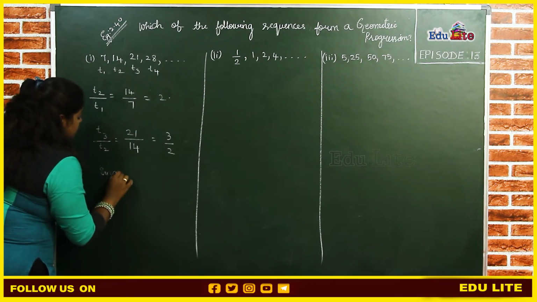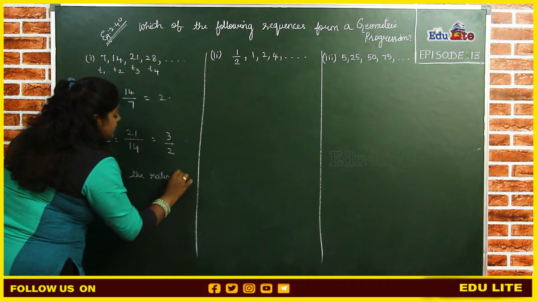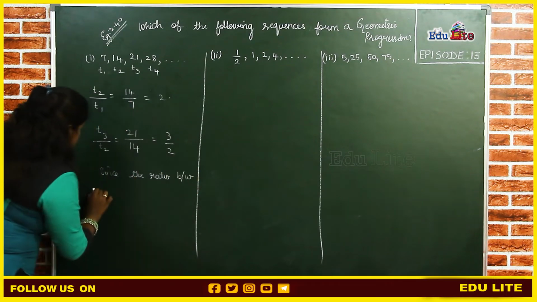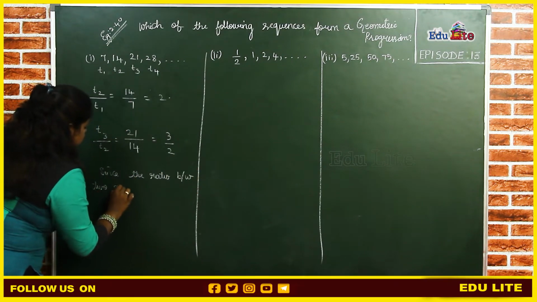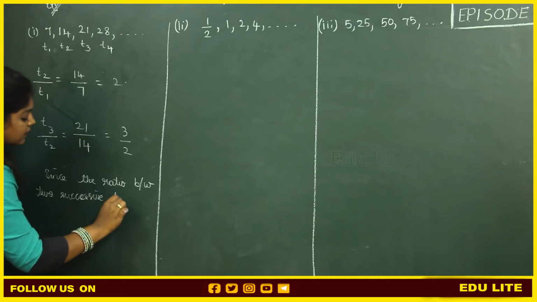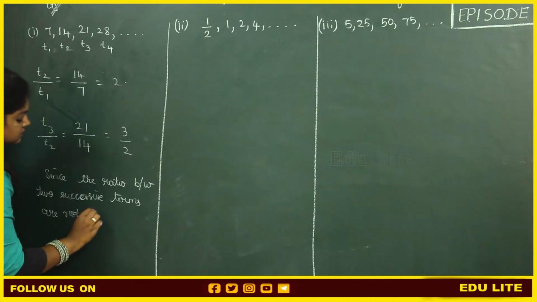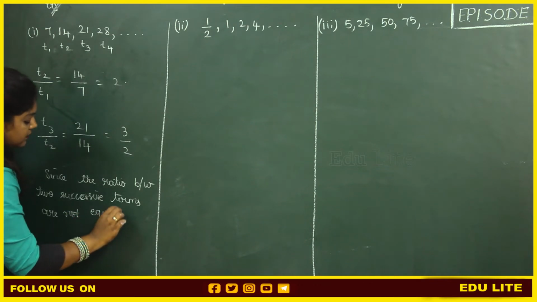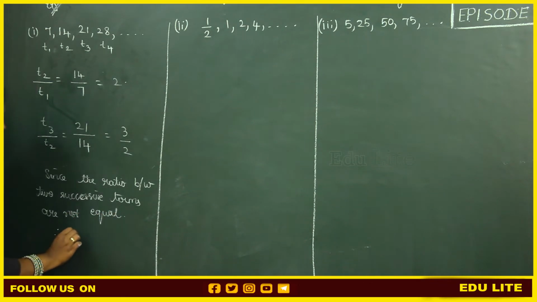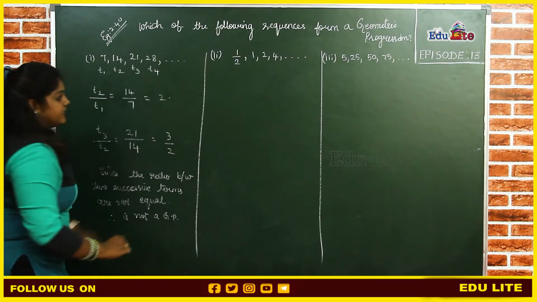Since the ratio between 2 successive terms are not equal, the above sequence is not a GP. Let us check for the second one.